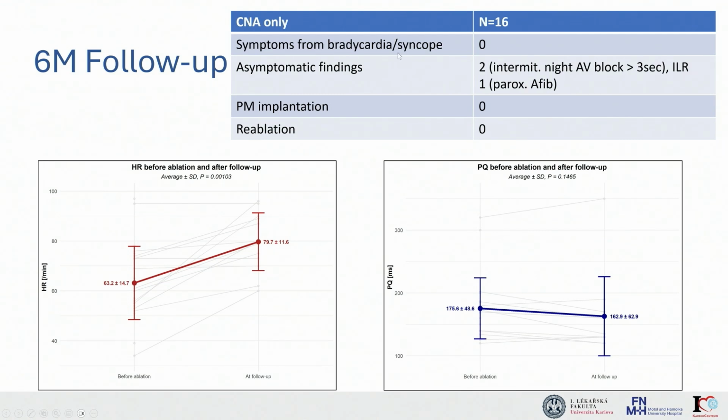We had no symptoms in these patients from ablation. There were some asymptomatic findings. I showed you the night AV block in the previous slide. So 2 patients had documented AV blocks during the night thanks to the implantable loop recorder. In one patient, we had information about AFib. Nobody from these patients needed pacemaker implantation. There was no reablation.